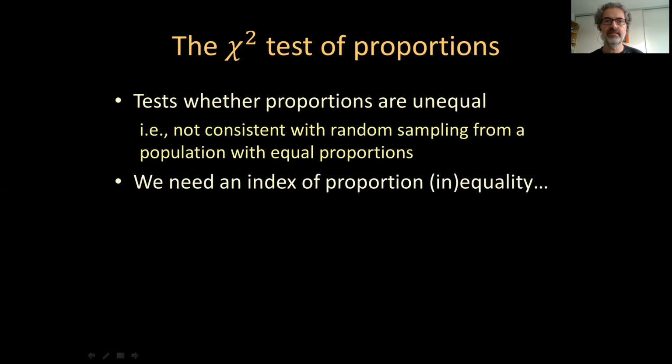The first thing we need is an index of proportion inequality. We need to be able to calculate something that will be 0 when there are equal proportions and will grow as proportions become more and more unequal. We will need to know the sampling distribution of this index. That is, the distribution of values for this index when samples are drawn from a population where there are equal proportions.